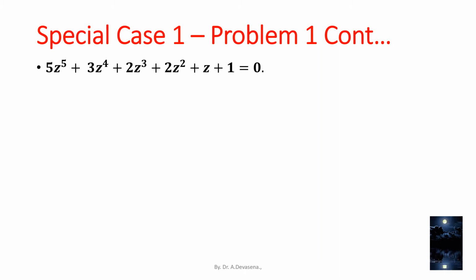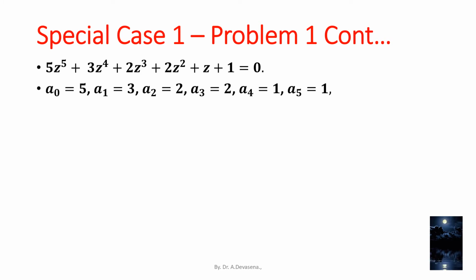For this new characteristic equation, the new coefficients are a0 is equal to 5, a1 is equal to 3, a2 is equal to 2, a3 is equal to 2, a4 is equal to 1 and a5 is equal to 1. With the help of these new coefficients, we have constructed the new Routh's array.